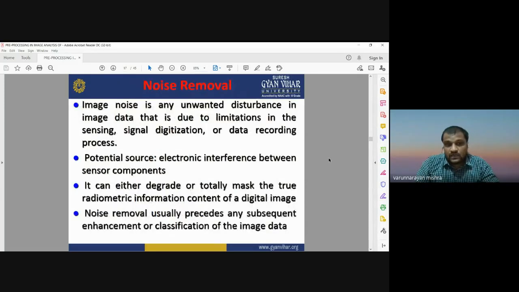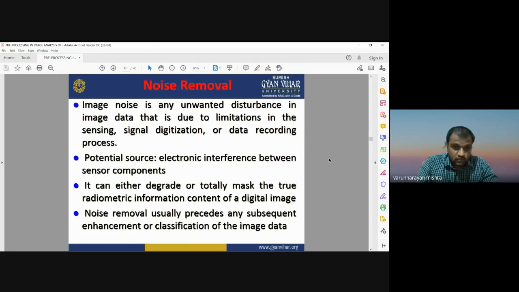Noise removal is a kind of atmospheric correction. It's a kind of, you can say, radiometric correction performed on satellite images. Image noise is any unwanted disturbance. These are random disturbances in the image data due to the limitations of the sensing, the signal digitization, or the data recording process.